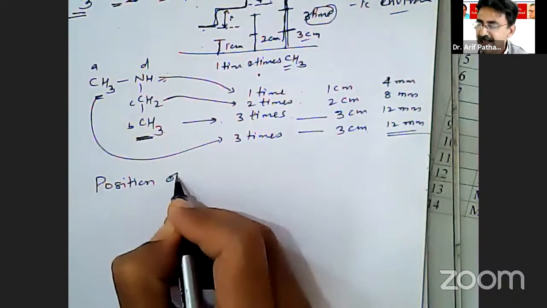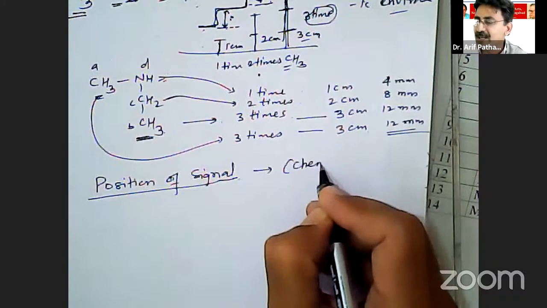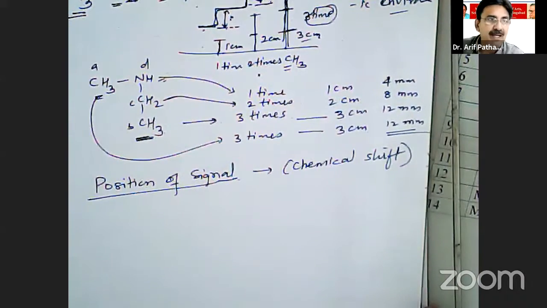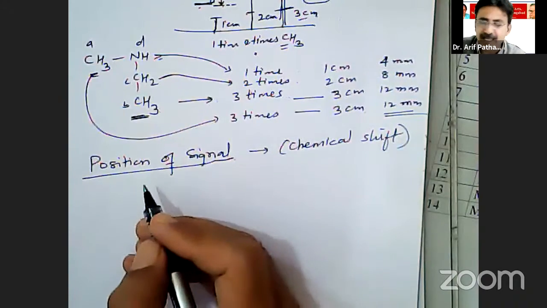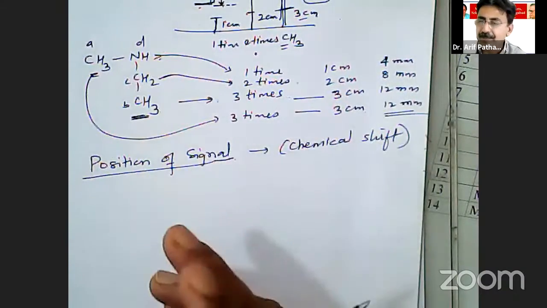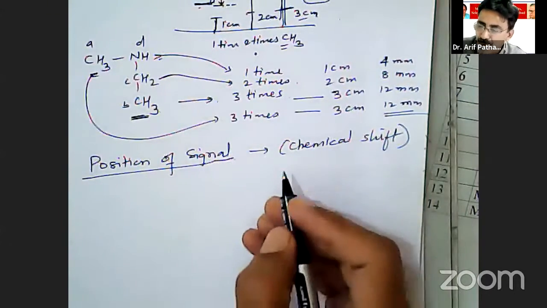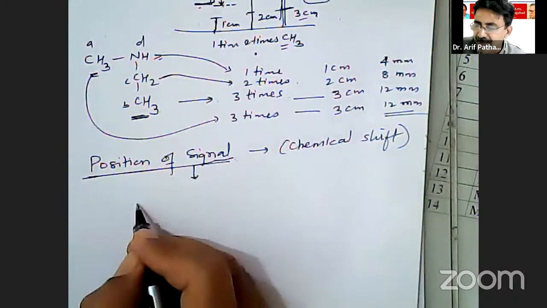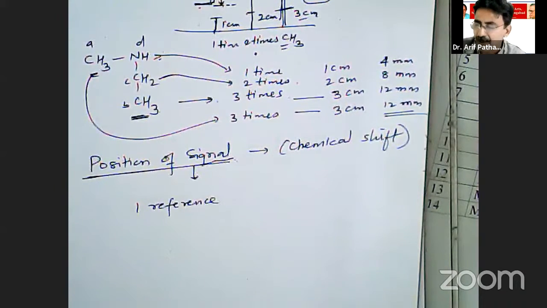Position of signal is also called chemical shift. Okay, chemical shift. Now, as I have already explained, the position of signal will be dependent on the resonating frequency of a signal proton. Now, for getting the position of that signal, we have to use one reference compound.